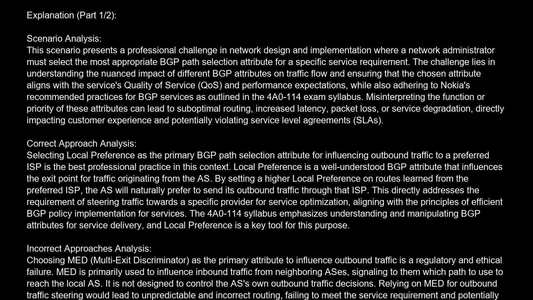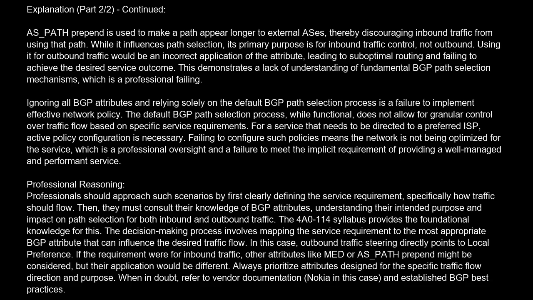Using AS path prepend to influence outbound traffic is also a significant failure, as path prepend is used to make a path appear longer to external ASes, thereby discouraging inbound traffic from using that path. While it influences path selection, its primary purpose is for inbound traffic control, not outbound. Using it for outbound traffic would be an incorrect application of the attribute, leading to suboptimal routing and failing to achieve the desired service outcome. This demonstrates a lack of understanding of fundamental BGP path selection mechanisms, which is a professional failing.